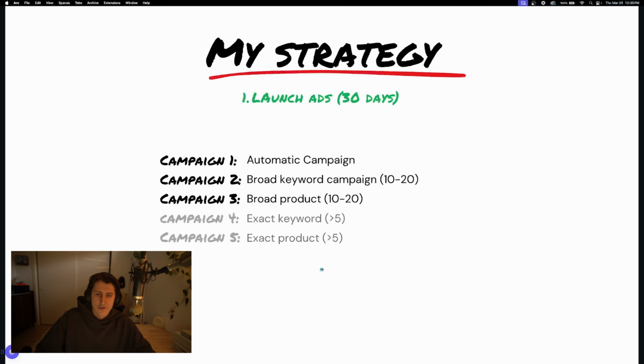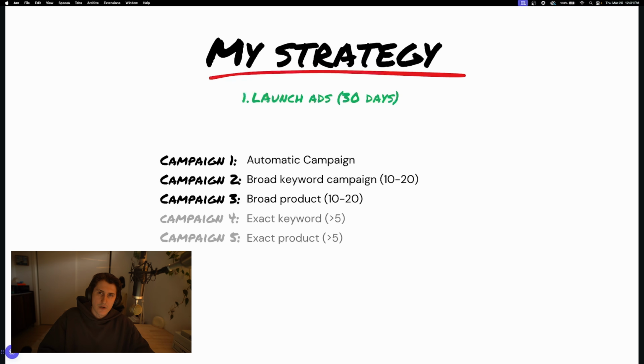So now let's get into the launch ads itself. There's going to be 3 main campaigns that we set up and 2 optional campaigns. So basically what I do is I set up an automatic campaign. This is when Amazon just decides where your book goes, whether it's keyword placements or product placements, and which of those placements make the most sense based on your keywords in your metadata.